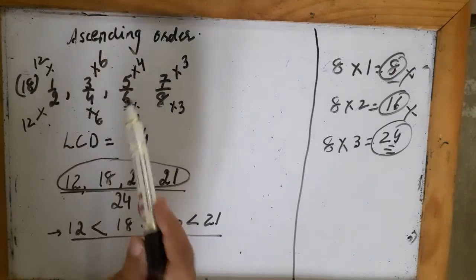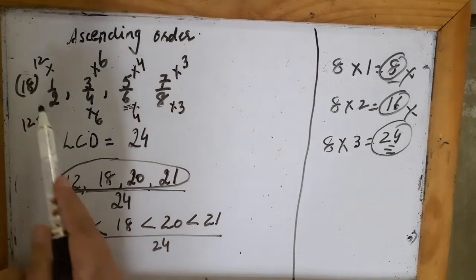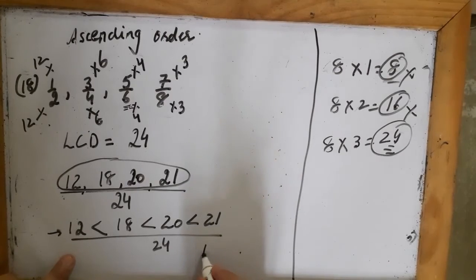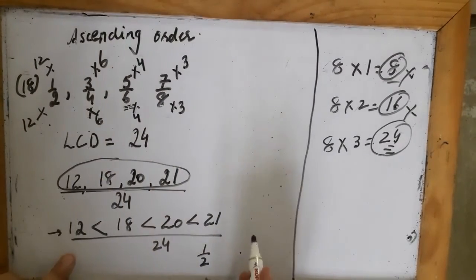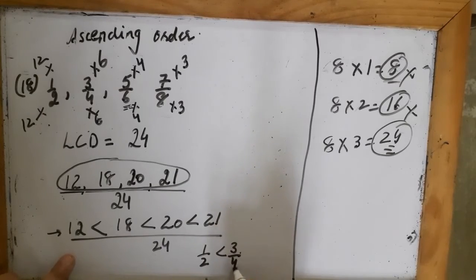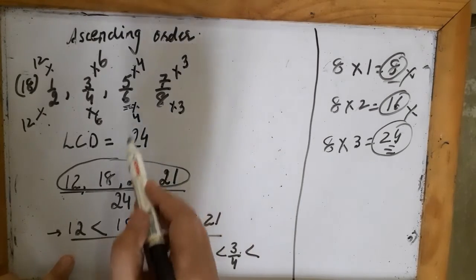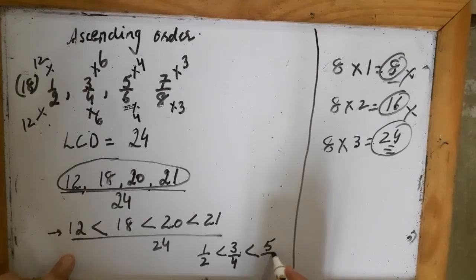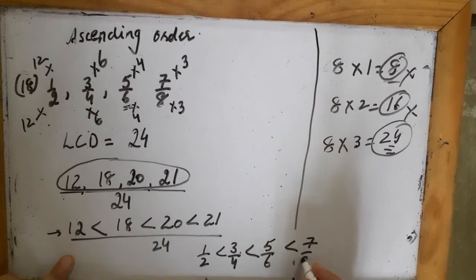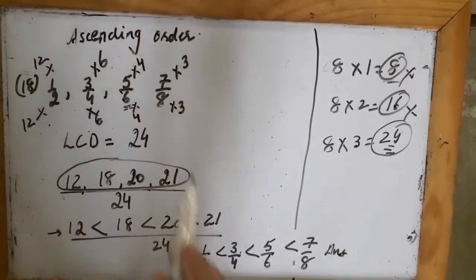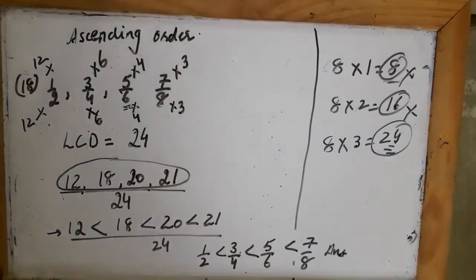in ascending order. So 12 belongs to which fraction? This half, so it means this is the smallest. 18 belongs to 3 by 4, so next fraction is 3 by 4. 20 belongs to 5 by 6, so 5 by 6 will come next, and 21, 7 by 8 will come next. So this is my answer. I have arranged these in ascending order.